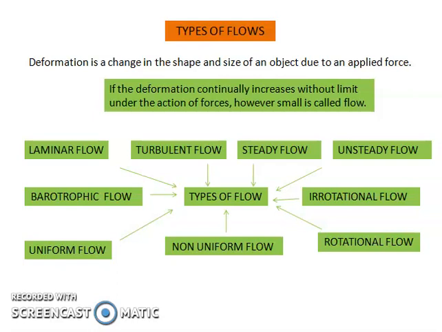For example, if you have a certain amount of water on the table and you give a certain jerk to the table, we can see that the water flows. No disturbance is given, yet we can see that water is flowing continuously. So there are various types of flows such as laminar flow, turbulent flow, steady flow, unsteady flow, irrotational flow, rotational flow, uniform flow, non-uniform flow, and barotropic flow.